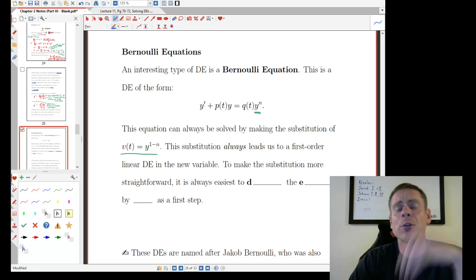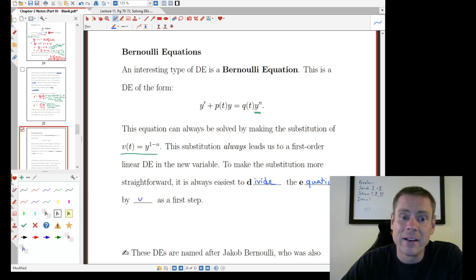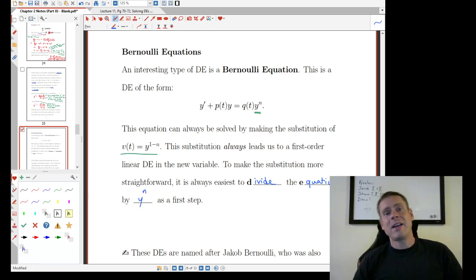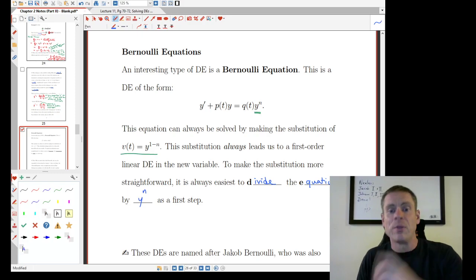Okay, we're going to go through one example to demonstrate this. So this is going to be a pretty short video, but the first step for any of these sorts of things is to divide the equation by y to the n as a first step. When you do that, it's going to make what to do, where to go next, kind of jump out at you when you go to do that substitution.